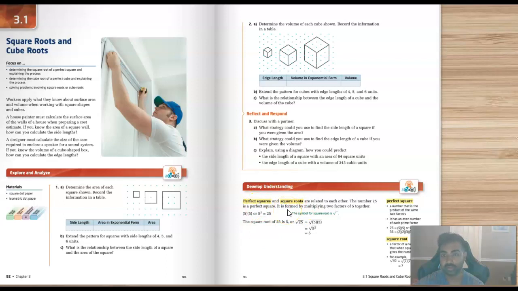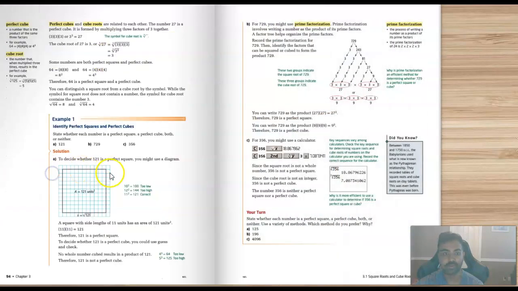Square roots would be the factor that multiplies itself to get to that perfect square, right? So the square root of 25 would be 5. 5 times 5 is 25, right? So you can read about that there as well.